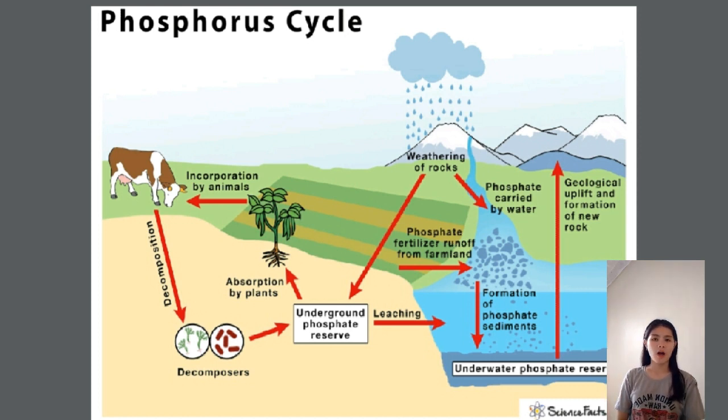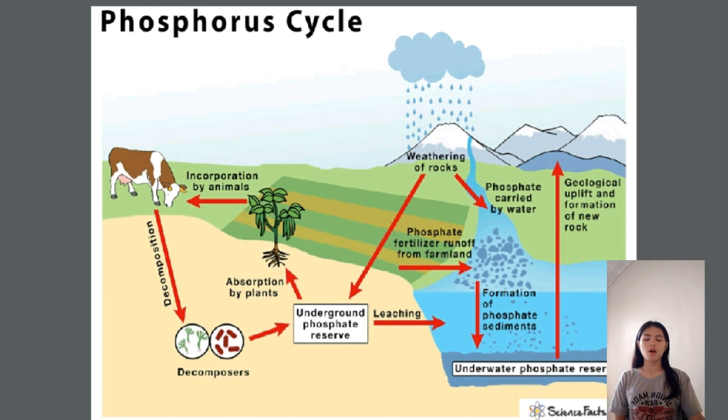It starts with weathering of rocks, and minute amounts of this phosphate dissolve in the soil solution and are absorbed by the plants, and we know that plants are rooted. The plants can easily take the phosphate element, and herbivores and other animals obtain the element by grazing on the plants.